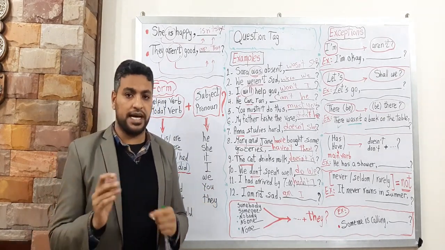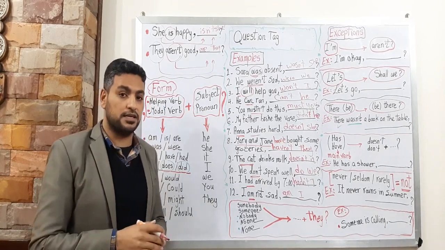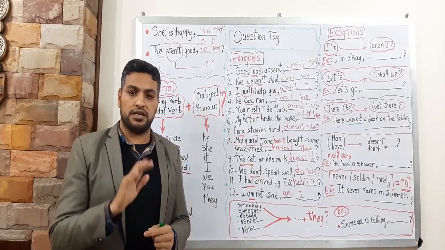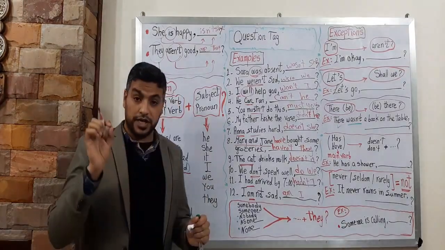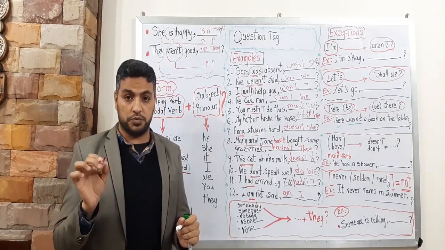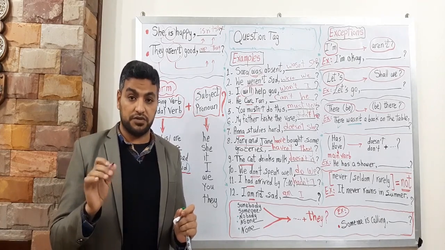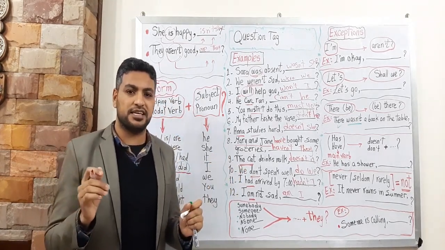If it's Joan and Jane, so it will be plural, so we can say they. And we, I, you, they will be the same. They never change. Let's move to the exceptions. We got accustomed that if we talk about every single grammar point, we talk about exceptions too. Every rule has its own exception.